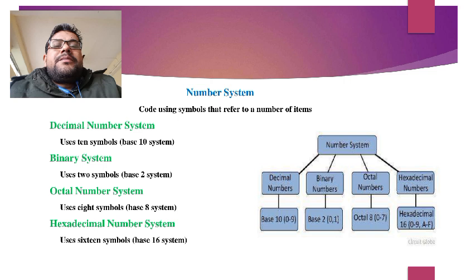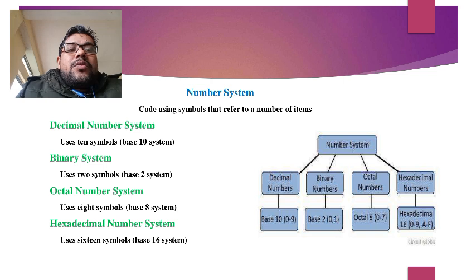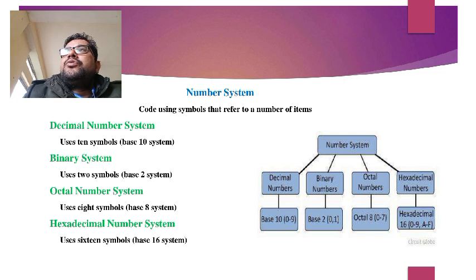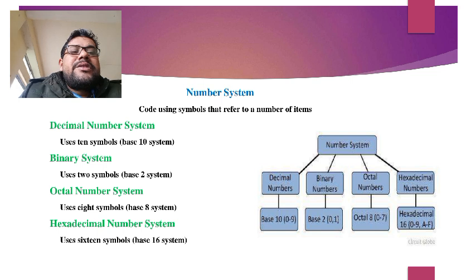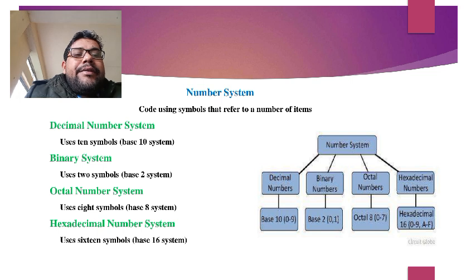What are number systems? Number systems use symbols as codes to represent numbers. The different types of codes we can use to represent a particular number are called number systems. Number systems are classified in different ways.